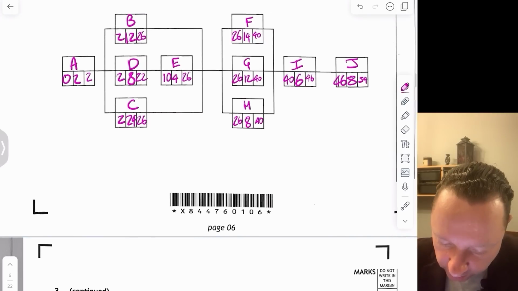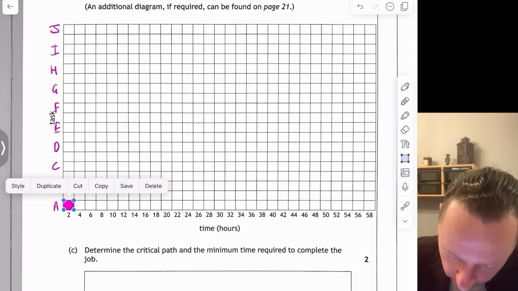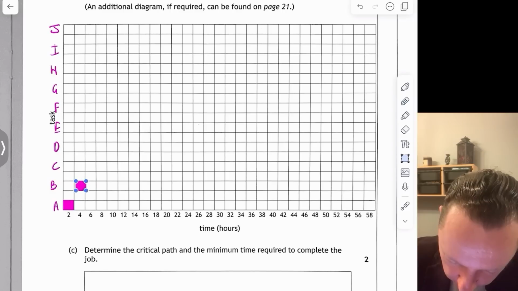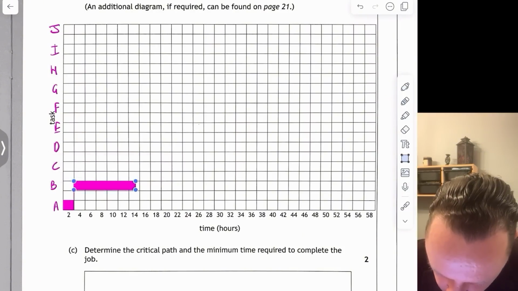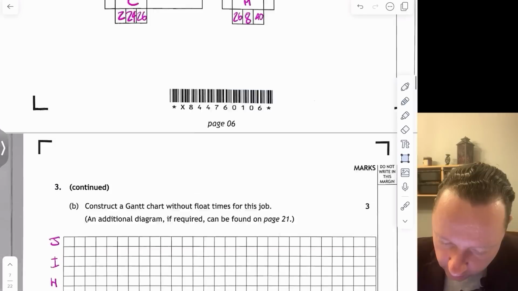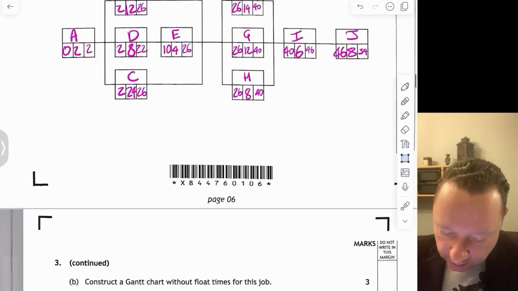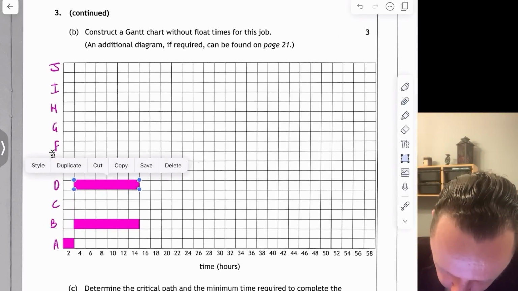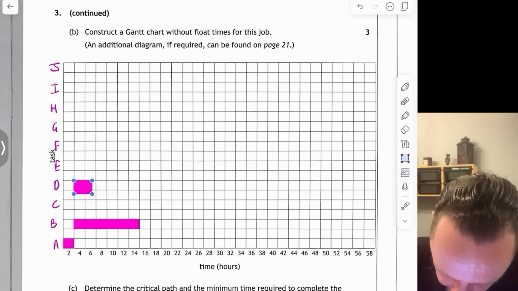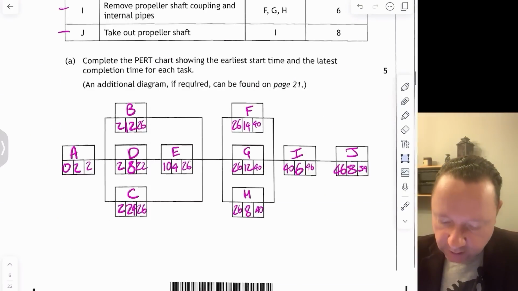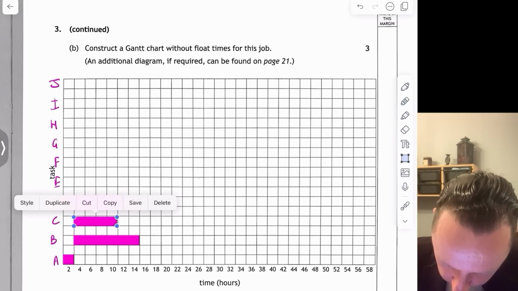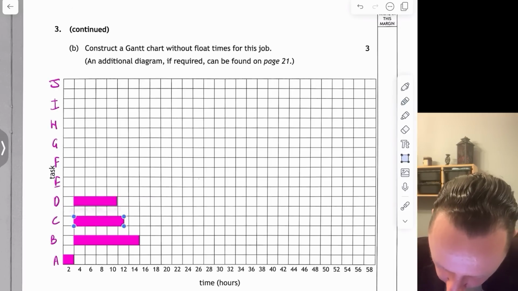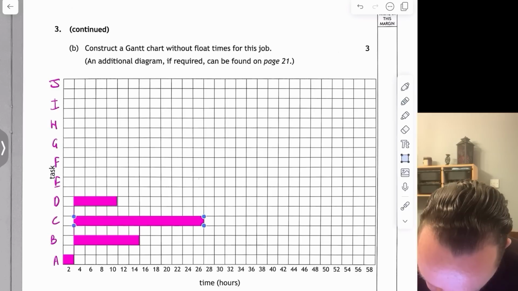Then B starts at 2 and takes 12. Start when it finishes, and it takes 12, so that's 2, 4, 6, 8, 10, 12, and it ends at 14. D starts at 2 and takes 8. So that is 2, 4, 6, 8. So that's D. And C starts at 2 and takes 24. And that one's not got any float time, so I can just make sure I line it up to 26.